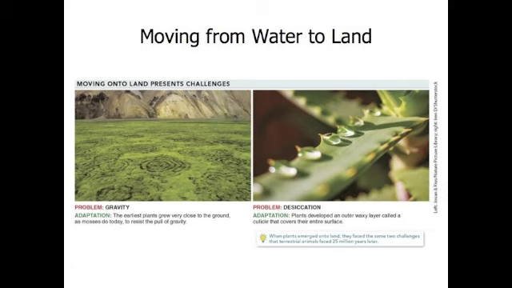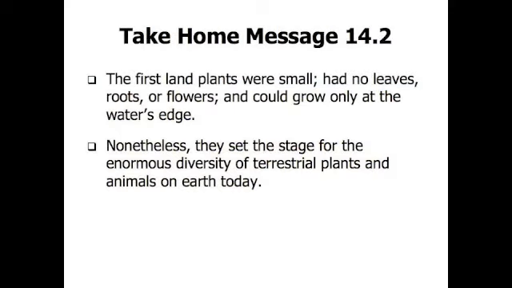Growing close to the ground, as mosses do today, allowed them to take advantage of groundwater both for reducing desiccation and for moving their gametes. Additionally, all land plants are protected from drying out by a shiny, waxy layer on the stem and leaves called the cuticle. And that brings us to our take-home message for section 14.2. The first land plants were small, had no leaves, roots, or flowers, and could grow at the water's edge. Nonetheless, they set the stage for the enormous diversity of terrestrial plants and animals on Earth today.